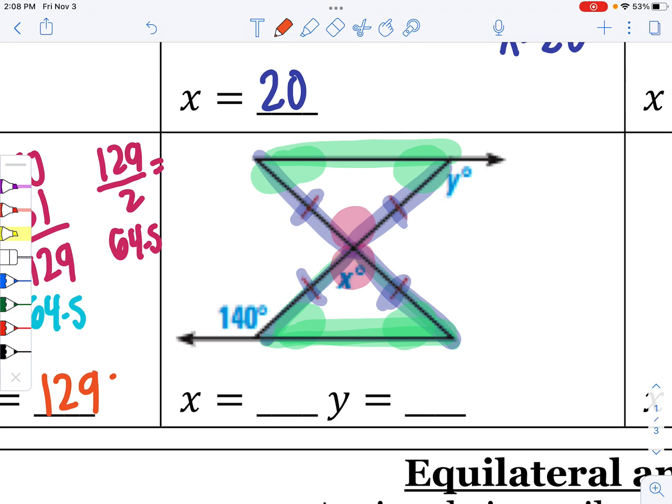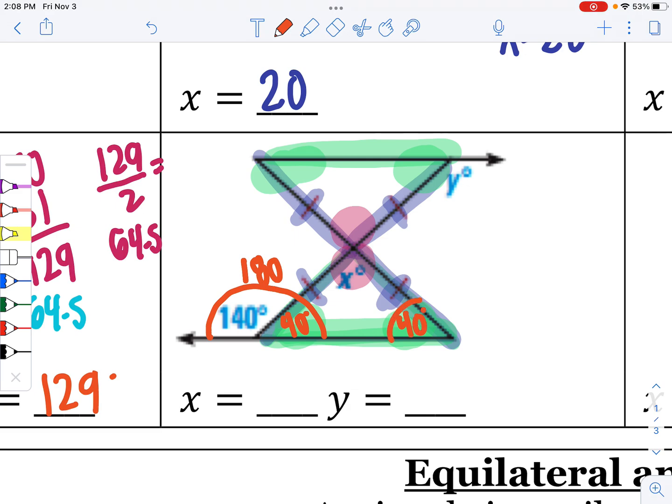The only number that is even listed on this triangle is 140, and it's actually on the outside. It's not in one of my interior angles. So think about what we've learned in the past that might help us on this problem. 140 and this base angle make a linear pair. Linear pairs add up to 180. So if I do 180 minus 140, I get 40 here.